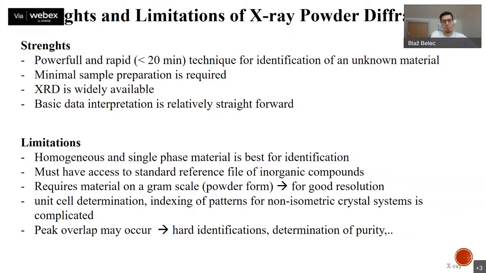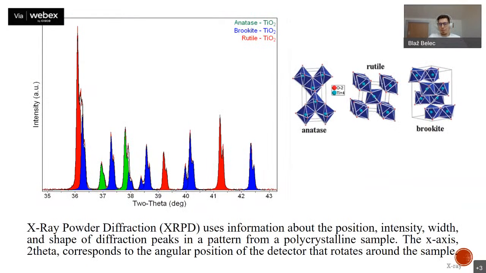Usually for a good diffractogram, we need at least 1 gram of powder for good resolution. Determination of the unit cell, indexing of the patterns for a non-isometric crystal system is very complicated. And in some cases, we can also get peak overlap, and therefore hard identification and determination of the purity. So as I said, each material has its own structure, which gives its own diffractogram, which is a fingerprint.